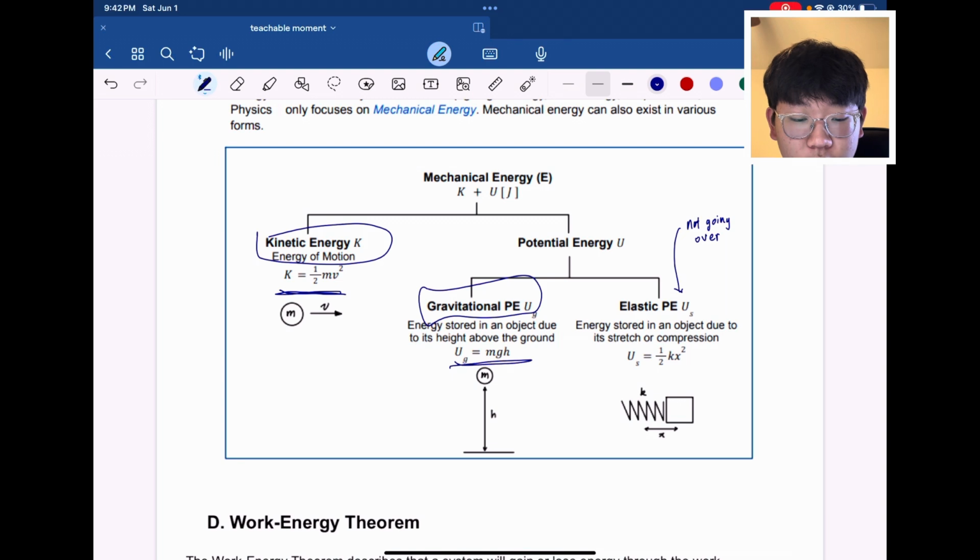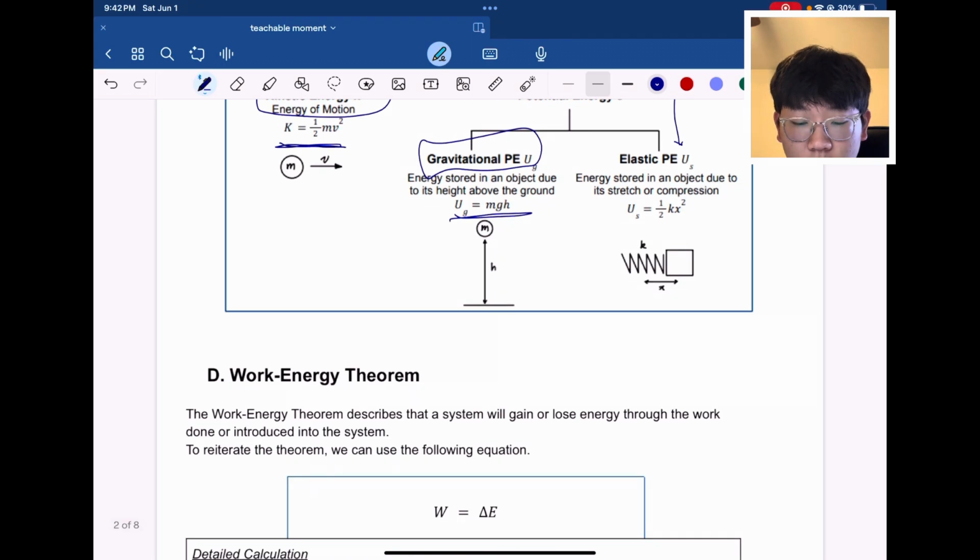Kinetic energy is 1/2 mass times velocity squared, and gravitational potential energy is mass times gravity times height. Gravity is a constant, which in physics you can use either 10 meters per second squared or 9.81 meters per second squared. It doesn't really matter.